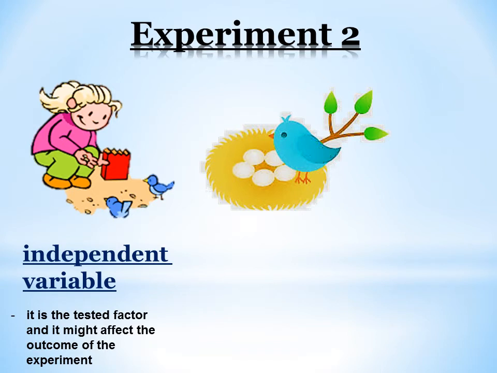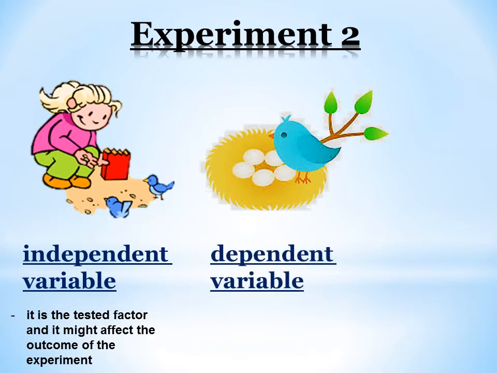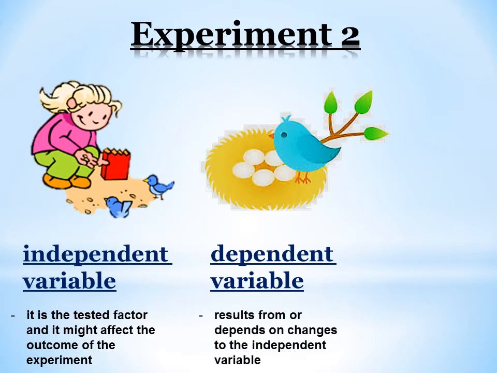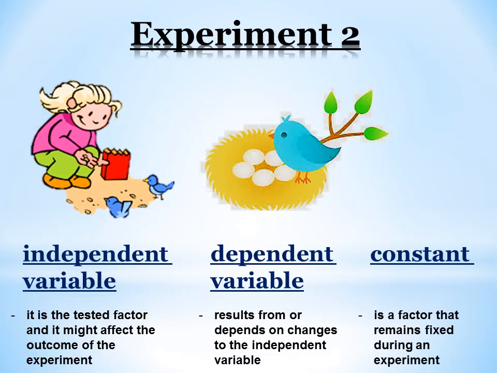During an experiment, scientists measure a second factor. This factor is the dependent variable. It results from or depends on the changes to the independent variable. The change in the kittiwake's energy levels as measured in reproductive output was the dependent variable. A constant is a factor that remains fixed during an experiment. In this case, the kittiwakes have similar mass, age, and size.